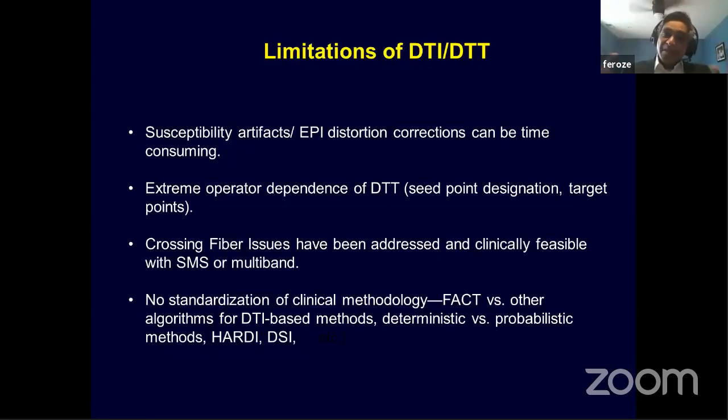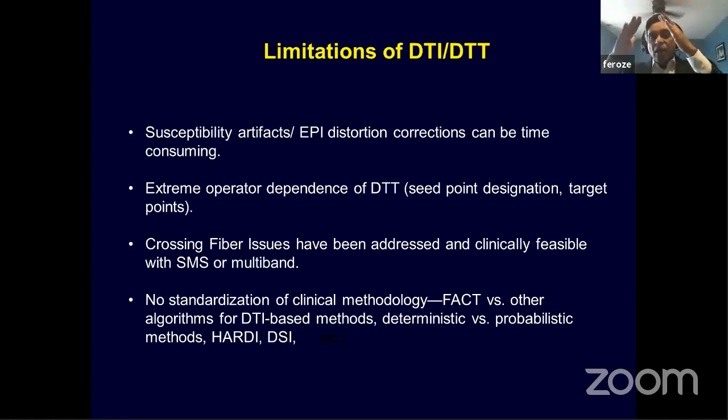But there are limitations, as in any technique. There are susceptibility artifacts, which you're all familiar with, and the tractography information that you can extract from the diffusion image is dependent on the user. The seed point designation, as to what tract you want to extract, is important. There was also an issue with crossing fibers because the fibers are not all going parallel. There are fibers that are kissing and crossing.